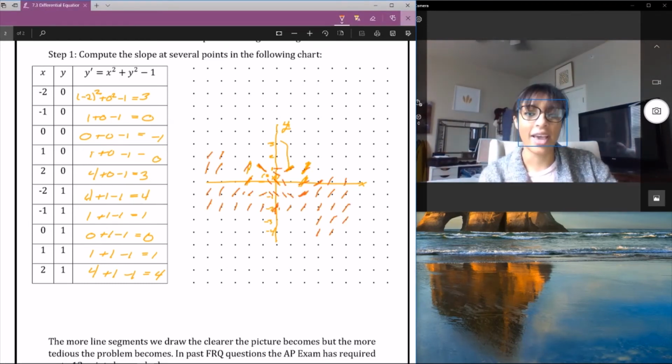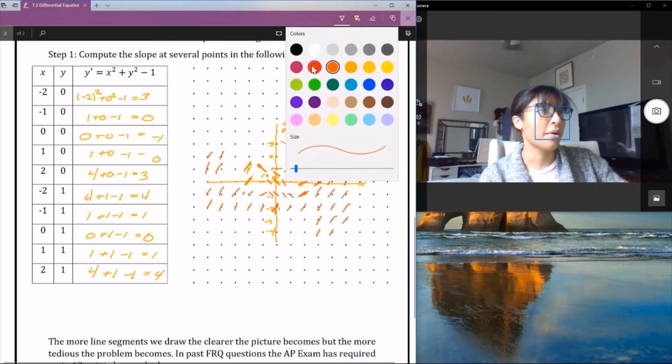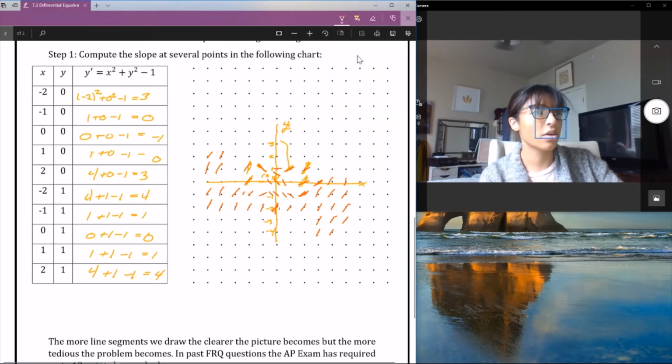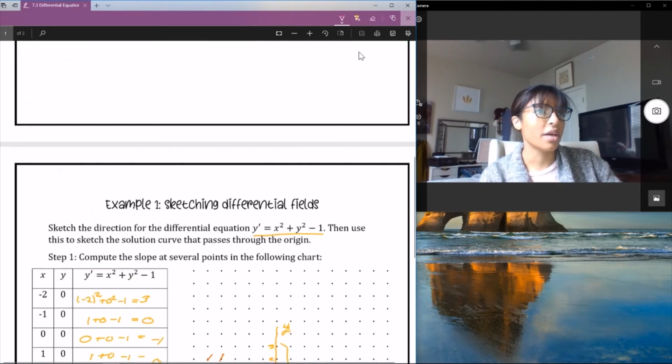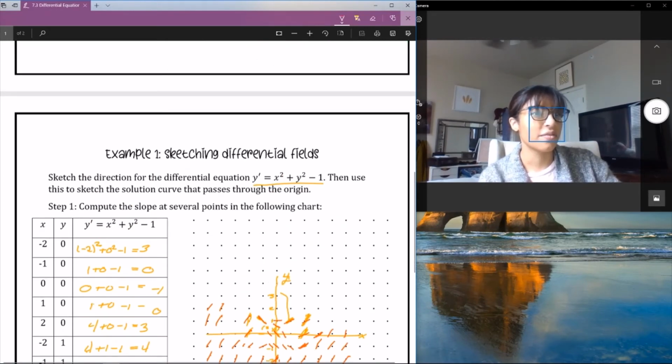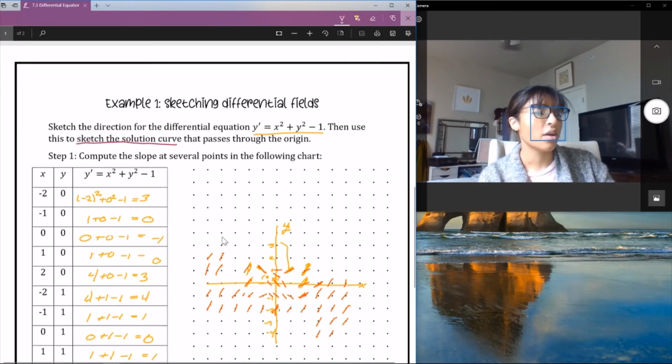Okay, so I've gone ahead and filled in more of this map so that you get a clearer picture than just the bare bones of what this function would look like. And then what you're going to do, right? So step 1 was we're going to sketch the direction field, and then we're going to sketch the solution curve. The solution curve tells you what a possible solution to this differential equation looks like. And what you do is take a point and go parallel.